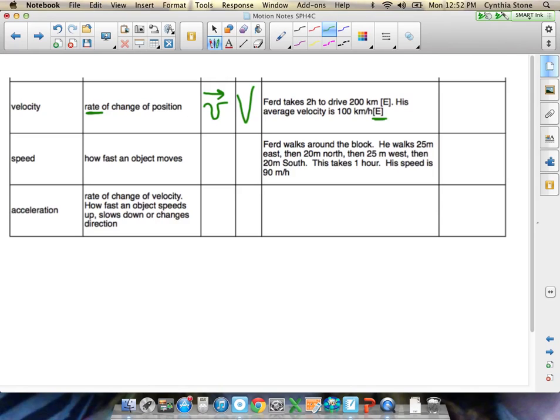And velocity can be found, there is an equation for it. Velocity is displacement, change of position, over time. Okay, so t for time.